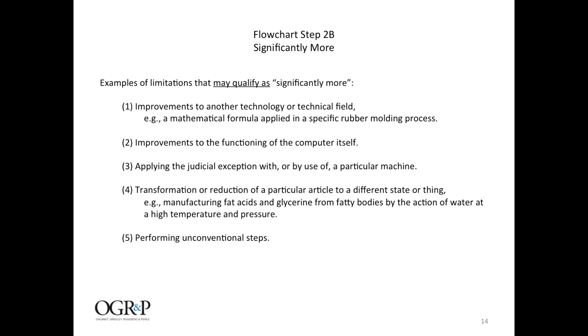Example 4, transformation or reduction of a particular article to a different state or thing. Well, in the physical world, you can certainly understand how a chemical transformation would be changing something from a first state to a second state. But in computers, what the courts have found is in a situation where you have data representing a first thing and putting that data through a transformation process so that the resultant data represents something different could qualify as significantly more.